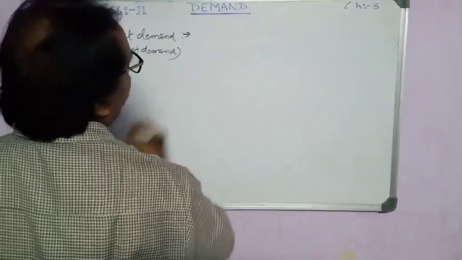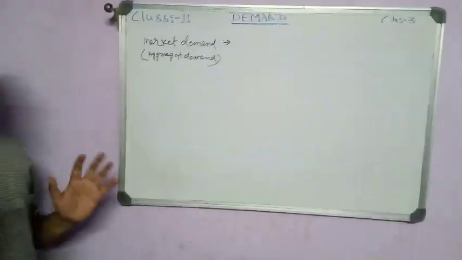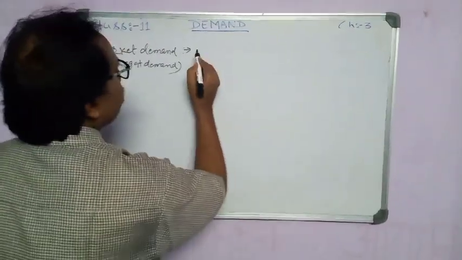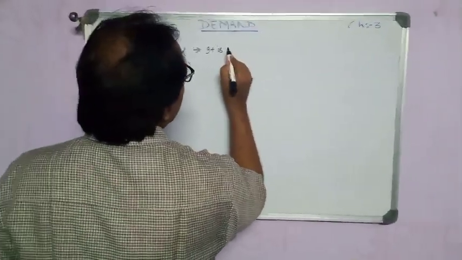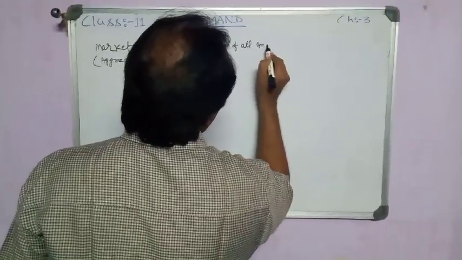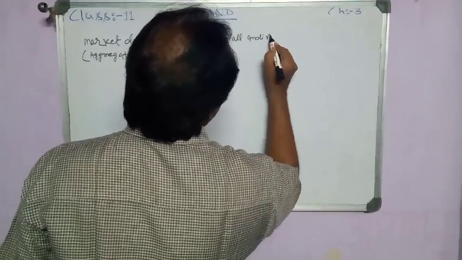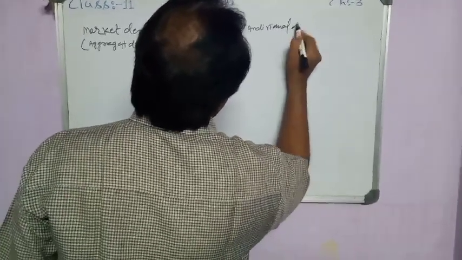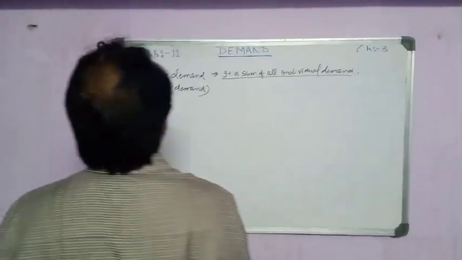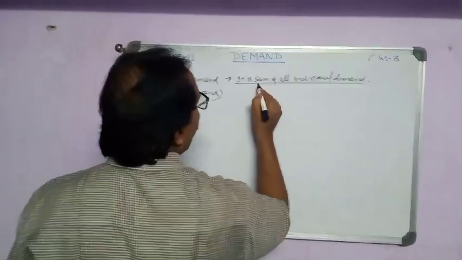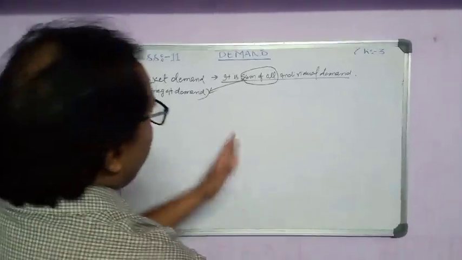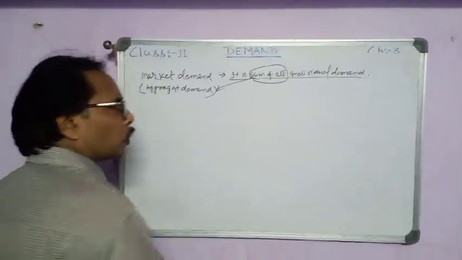So what is market demand? Market demand is the summation of all individual demand. It is the sum of all individual demand. So the summation of all individual demand is known as market demand. So here it is the sum of all the demand, and that's why it is known as aggregate demand. Here I can explain with the help of the following schedule.